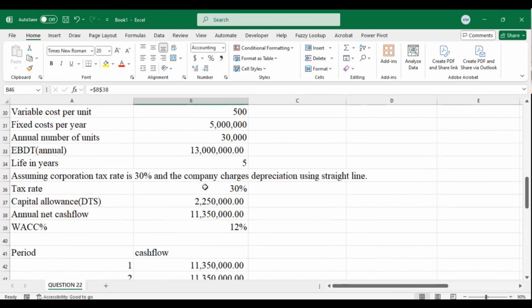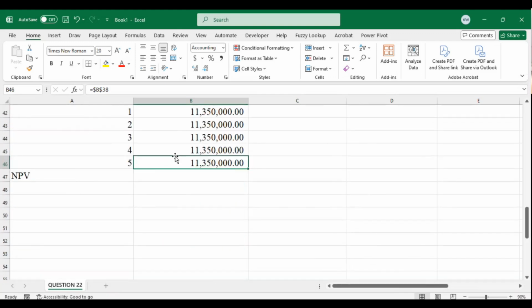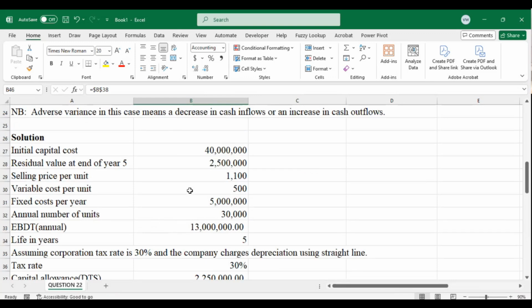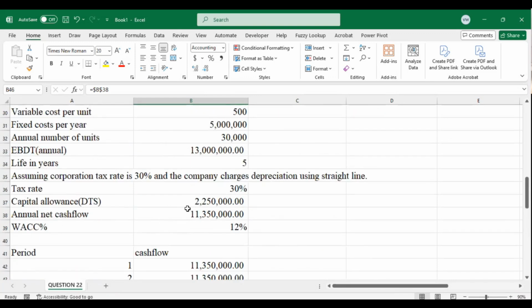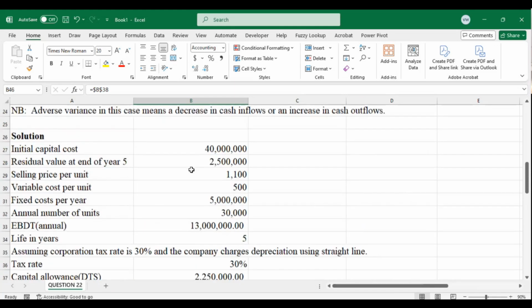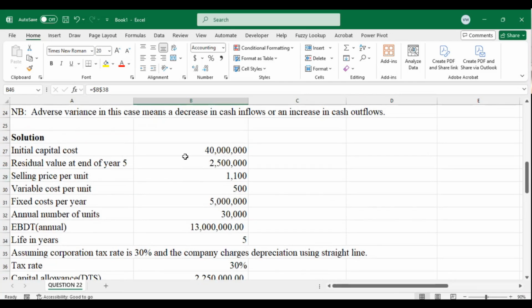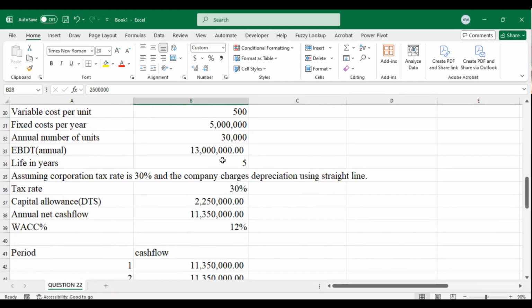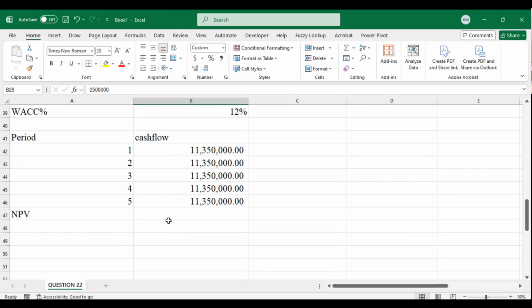Most people always forget the cash flow at the end of year 5. Remember, we have a terminal cash flow. The residual value is 2.5 million, so we have to include this residual value in our terminal cash flow, or in the cash flow at the end of period 5. Most students always forget to include that residual value when computing the NPV.